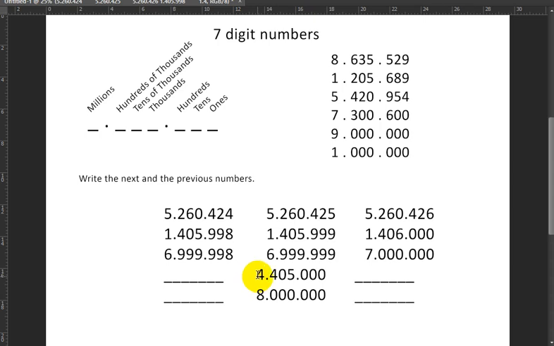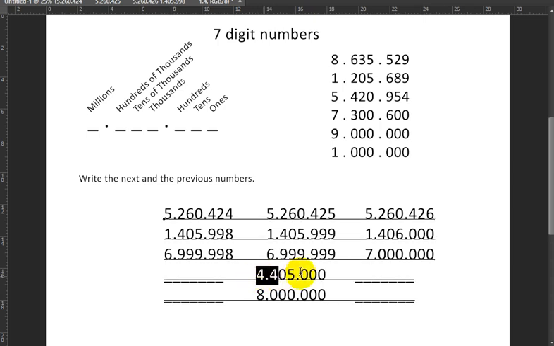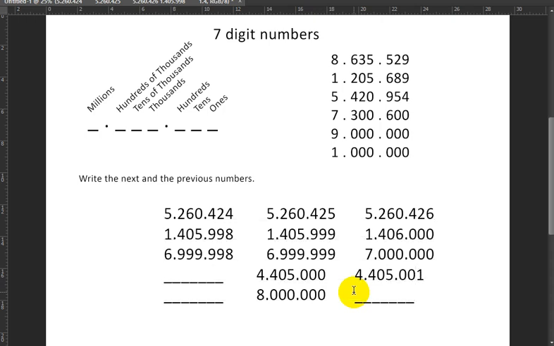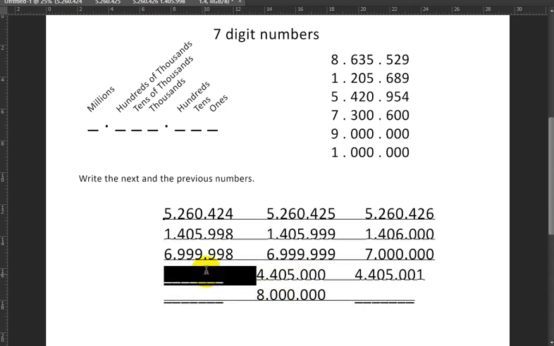Now here we have the opposite happening, where it's easy to find the next number because I can just add 1 to the ones. So this is going to become 4,405,001, right? But what about the previous number? So up until now, we said that to find the previous number, you just decrease the ones by 1. Now there's 0. So what happens now?